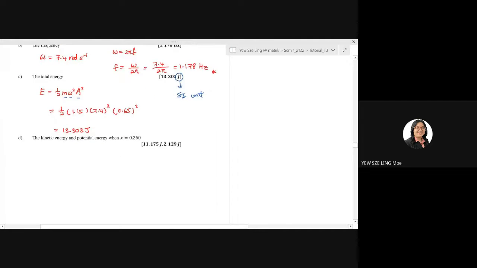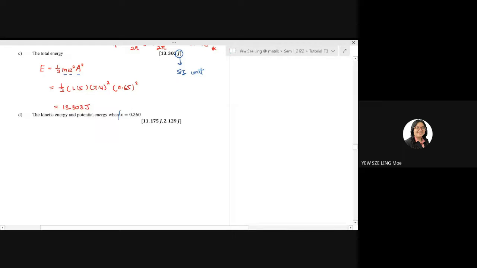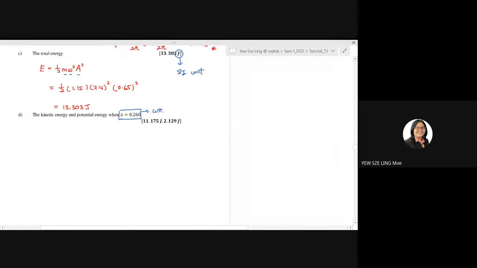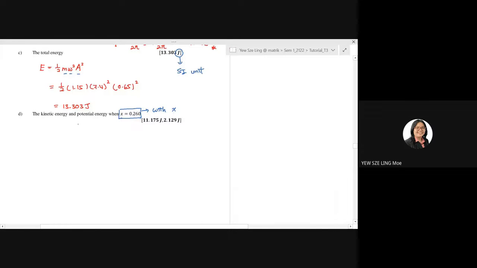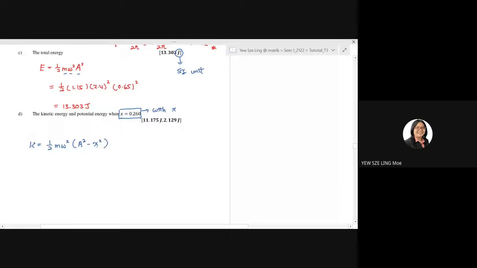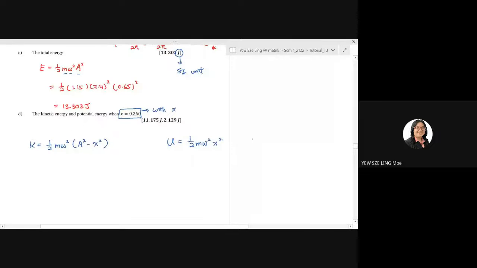Okay, now question D, the kinetic energy and the potential energy when x. So now you are given x, which means the equations that we're going to use are equations with x. For kinetic energy, the equation with x is K equals 1/2 m omega squared times (A squared minus x squared). Whereas for potential energy, U equals 1/2 m omega squared x squared. So you need to use equations with x.